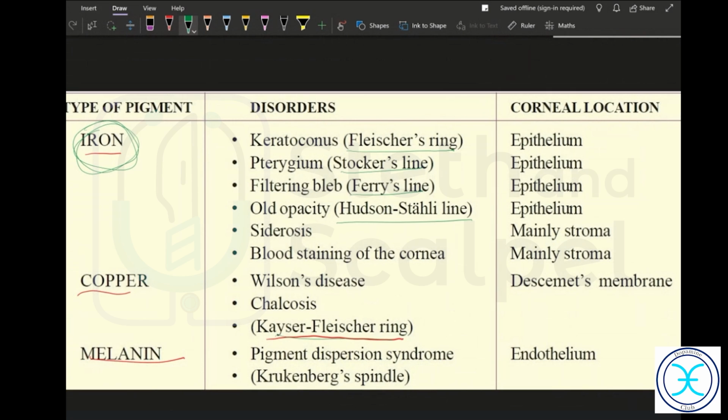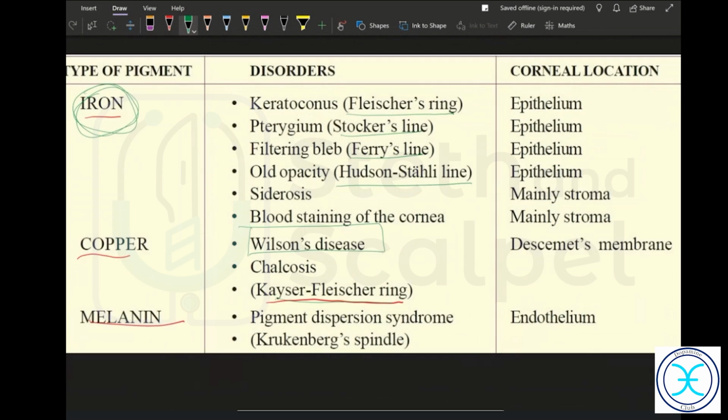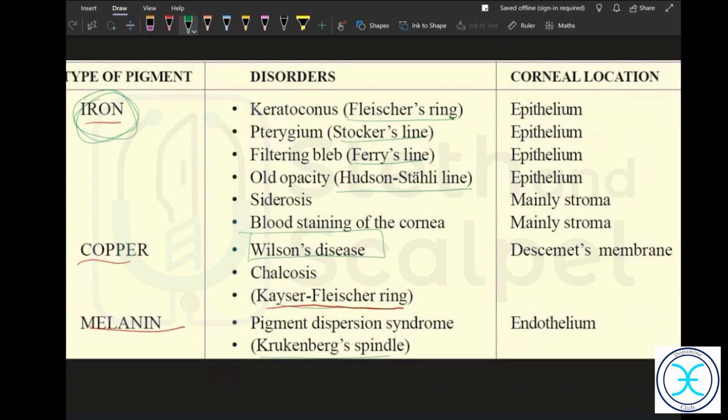That's copper deposition. It occurs in Wilson's disease, and then there is the Krukenberg spindle. There are two rings they will mainly ask you, the Kayser-Fleischer ring and the Fleischer ring. Others are all accessory. If you want to, you can note them down.